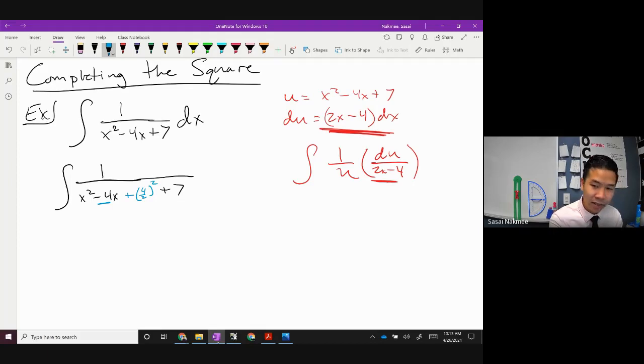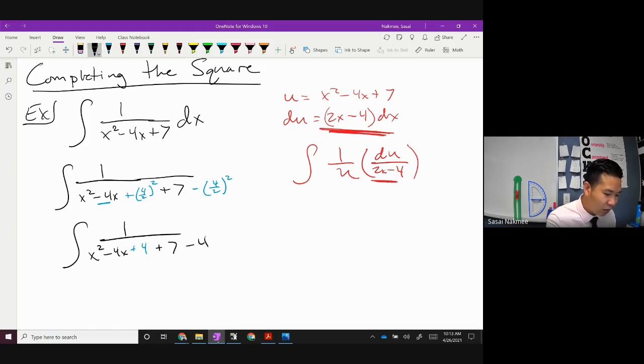But when you add that and subtract it at the same time, you're technically not changing your fraction. This is what I mean by I was kind of emotionally scarred when I learned this. I was like, why would you do something like this? And the reason is when you rewrite it, you end up with x squared minus 4x plus 4 over 2 squared, which is 4, plus 7 minus 4.